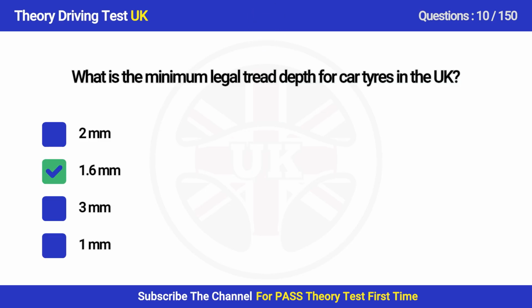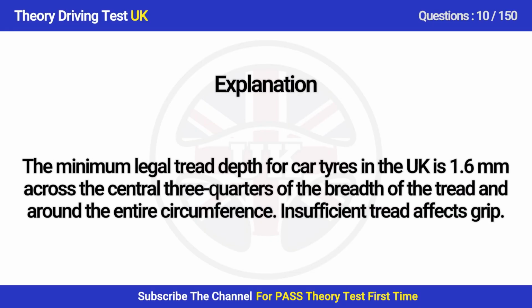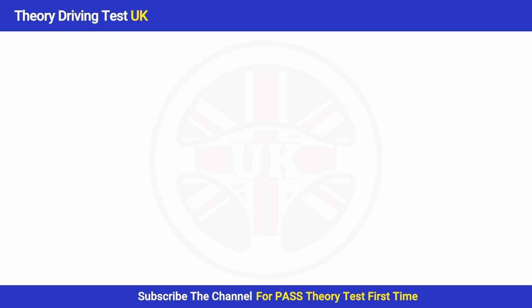Answer is B. 1.6 mm. The minimum legal tread depth for car tires is 1.6 mm across the central three-quarters of the breadth of the tread and around the entire circumference. Insufficient tread affects grip.